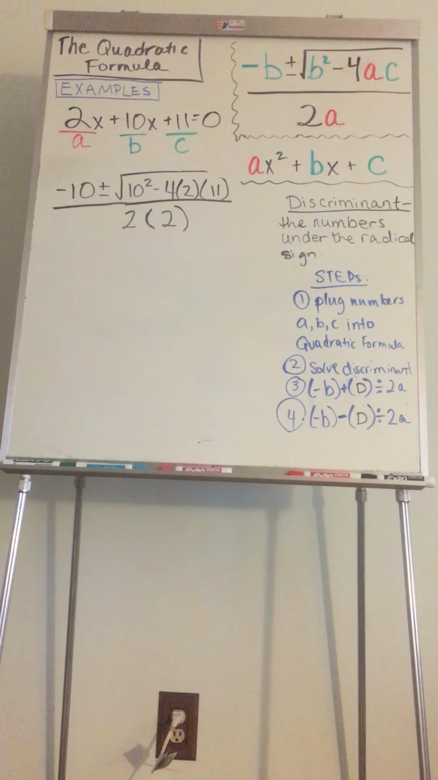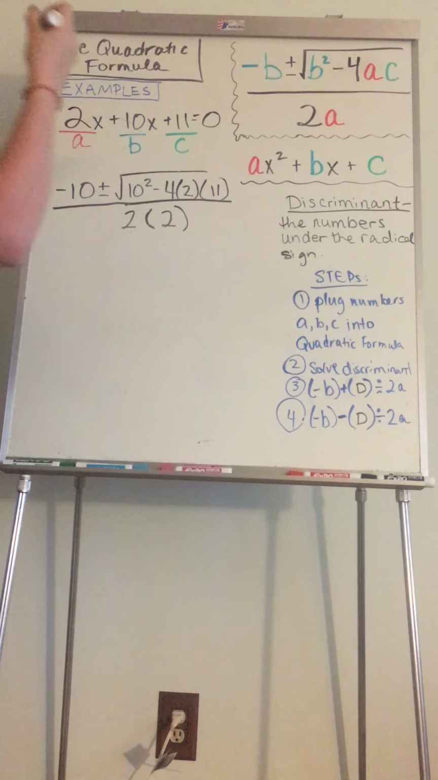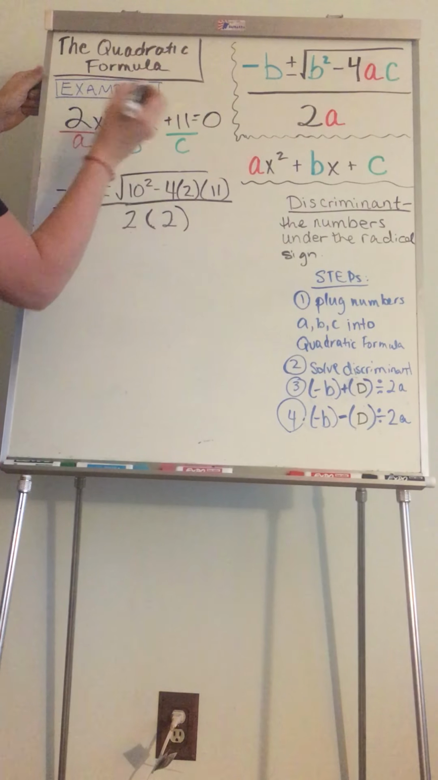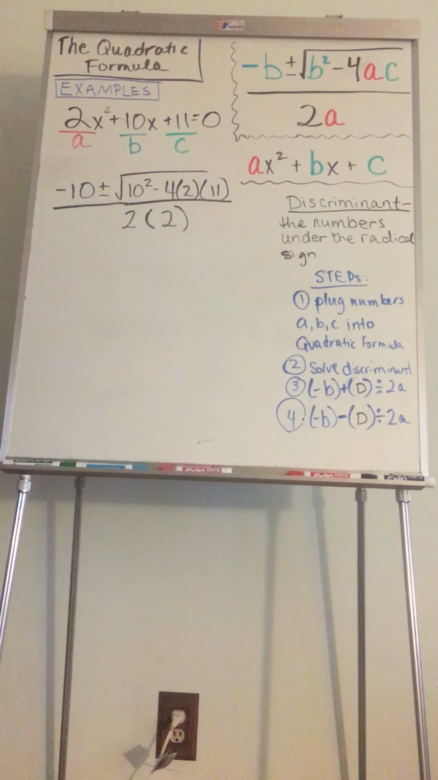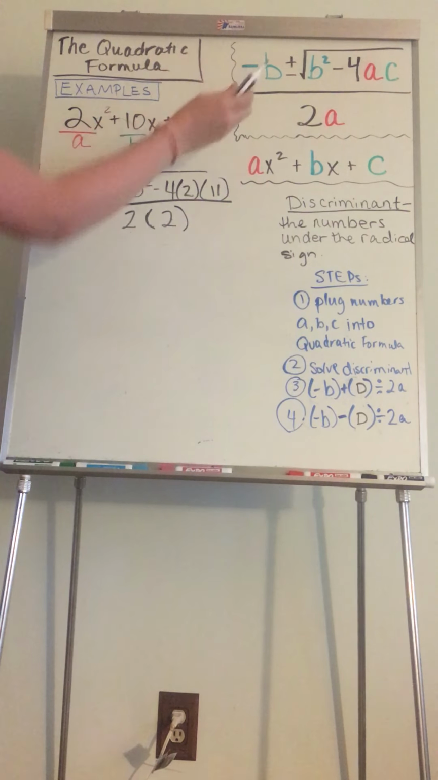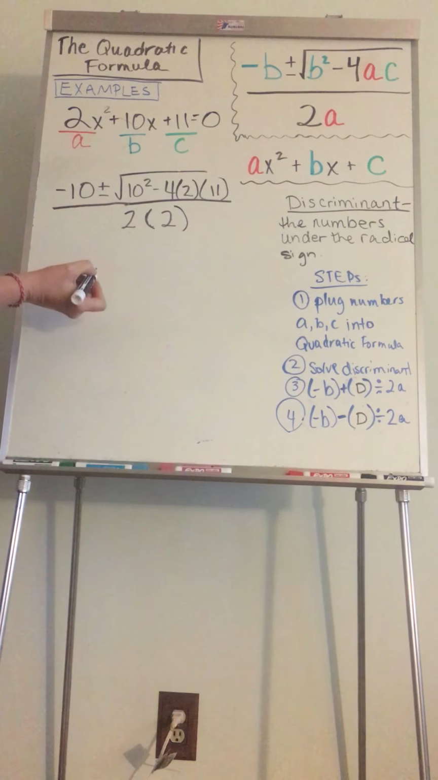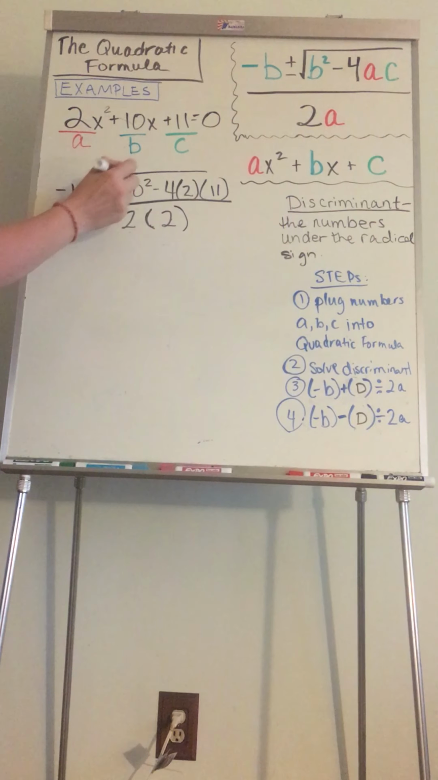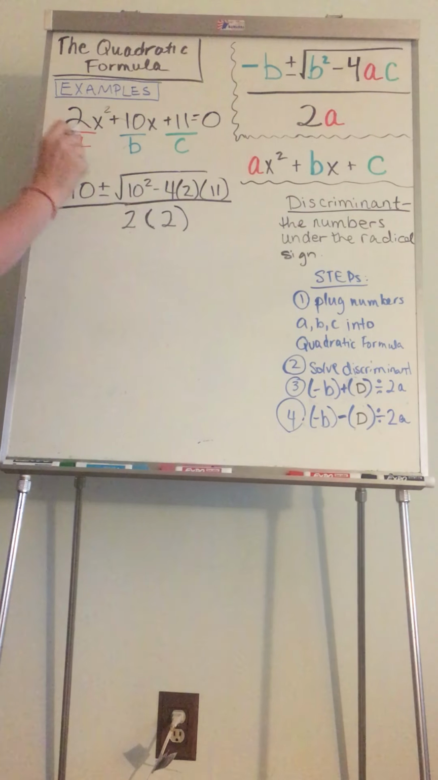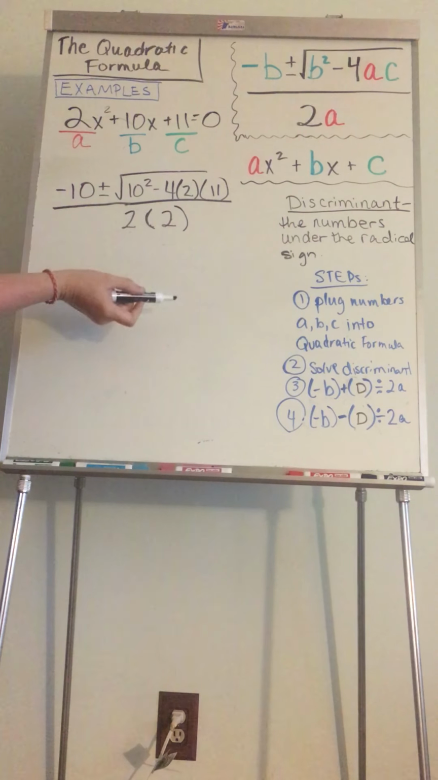Okay? So this is in this form, ax squared, oops, I forgot my squared here. There we go. Ax squared plus bx plus c, where 2 is a, 10 is b, and 11 is c. So if you notice, the formula is negative b. So if my b is positive 10, I need to make it negative 10. Okay? Then plus or minus b squared, which is 10 squared, minus 4 times a, which is 2, times 11, which is c, all over 2 times a, which is 2.